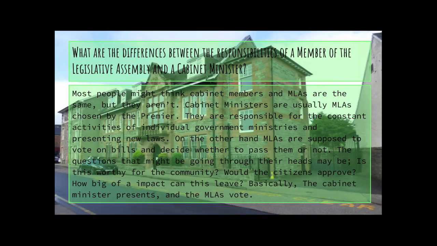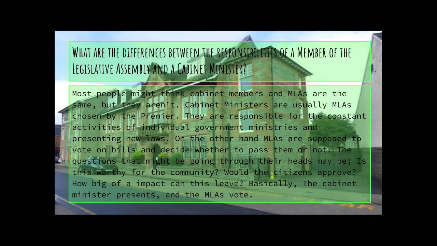What are the differences between the responsibilities of a member of the Legislative Assembly and a cabinet minister? Most people might think cabinet members and MLAs are the same, but they aren't. Cabinet ministers are usually MLAs chosen by the premier. They are responsible for the constant activities of individual government ministries and presenting new laws. On the other hand, MLAs are supposed to vote on bills and decide whether to pass them or not.